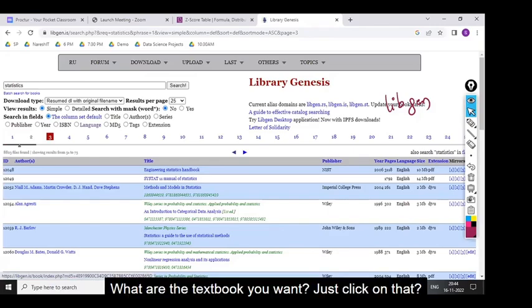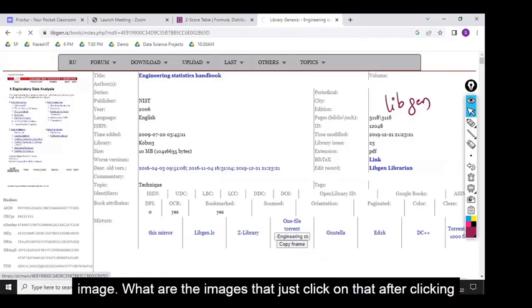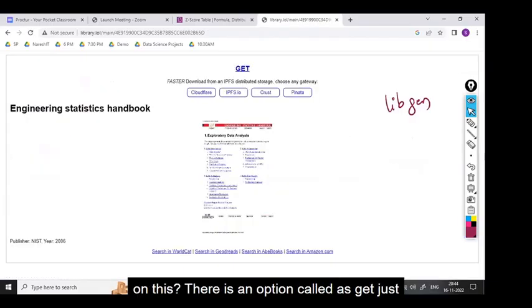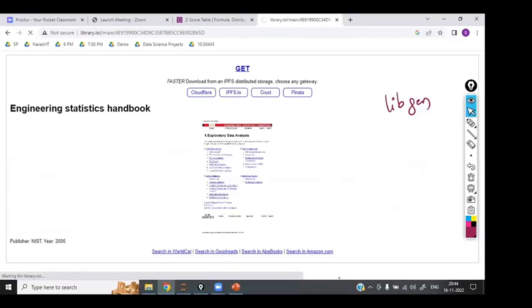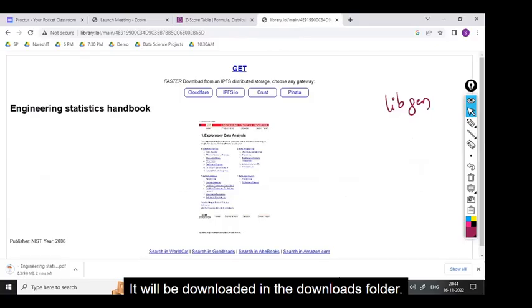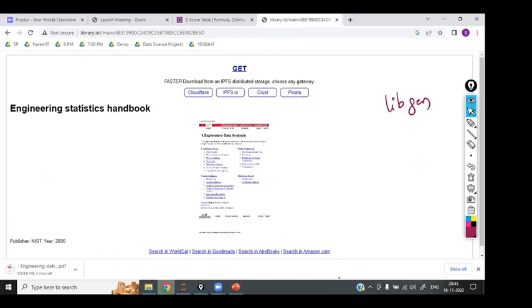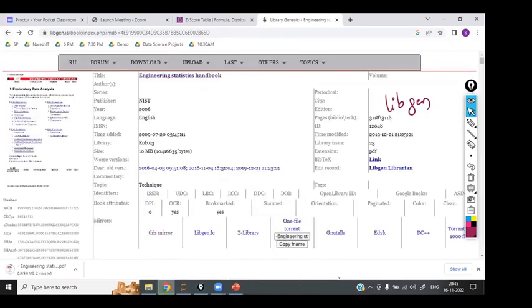Whatever textbook you want, just click on that. Once you click on that, here just click on this particular image. Whatever the image is there, just click on that. After clicking on this, there is an option called Get. Just click on Get. It will be downloaded in your downloads folder. Like this, you can get multiple textbooks.